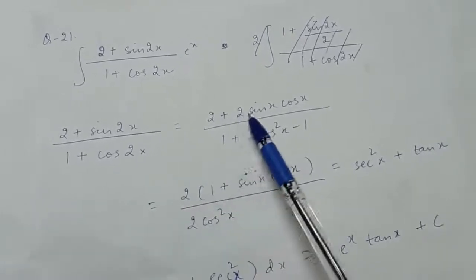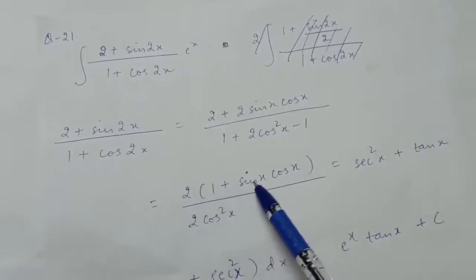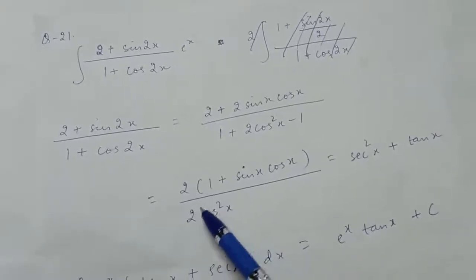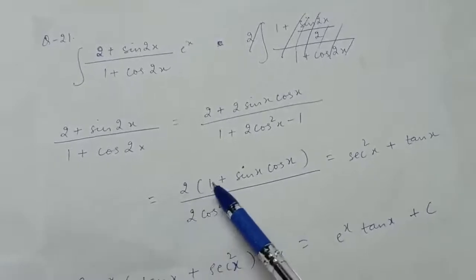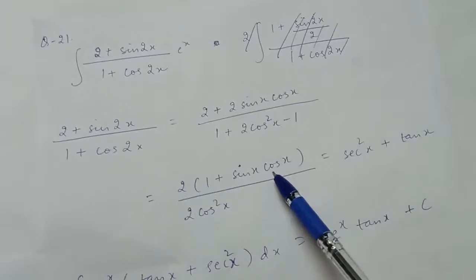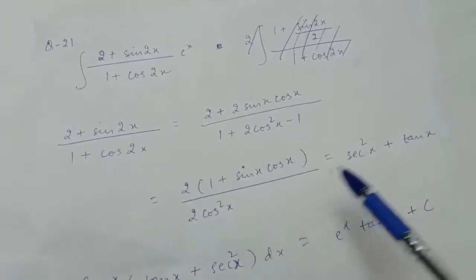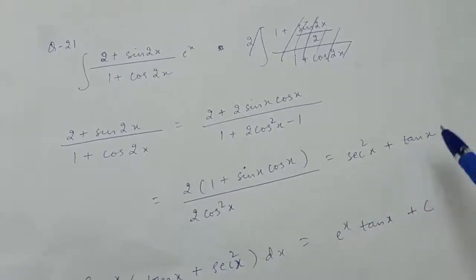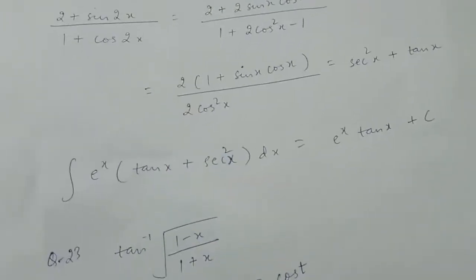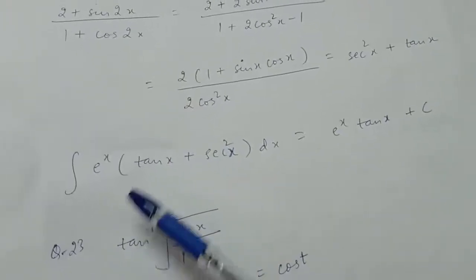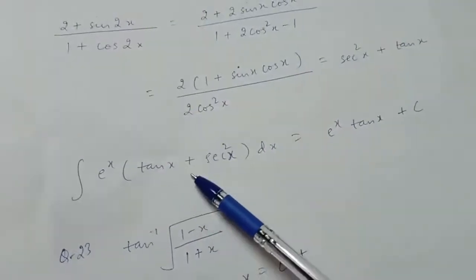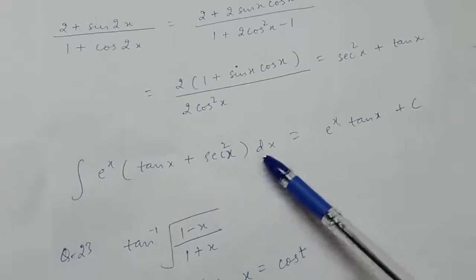Take out 2 common from both of these. You will get 1 plus sin x into cos x upon 2 cos square x. Cut this 2 also. Now 1 by cos square x is secant square x, plus sin x into cos x upon cos square x will be tan x. So the given function will now become e raised to the power x into, in place of this term, now write down tan x plus secant square x into dx.